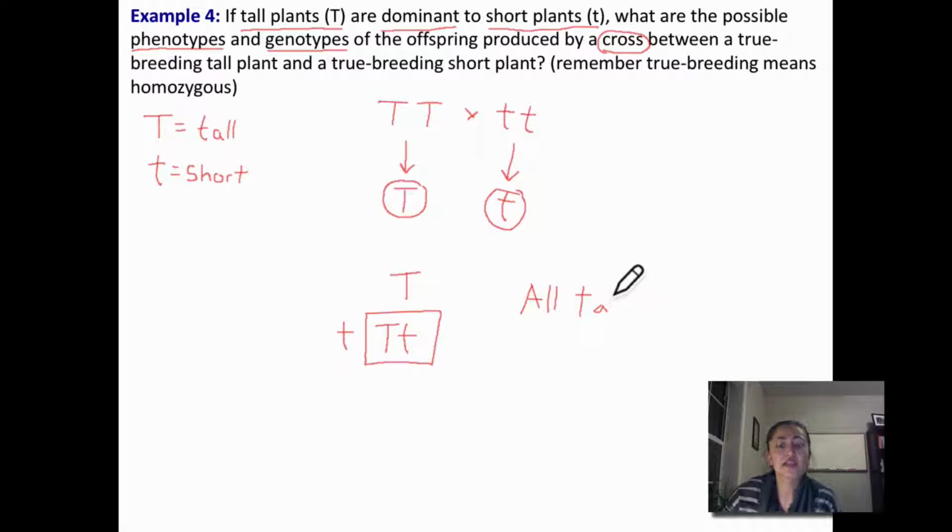If we look at the genotype, what genetic makeup they would be, well, they would all be heterozygous here. So in this case, all tall, and all heterozygous, or in other words, all big T, little t. Okay, that's your first simple monohybrid cross.